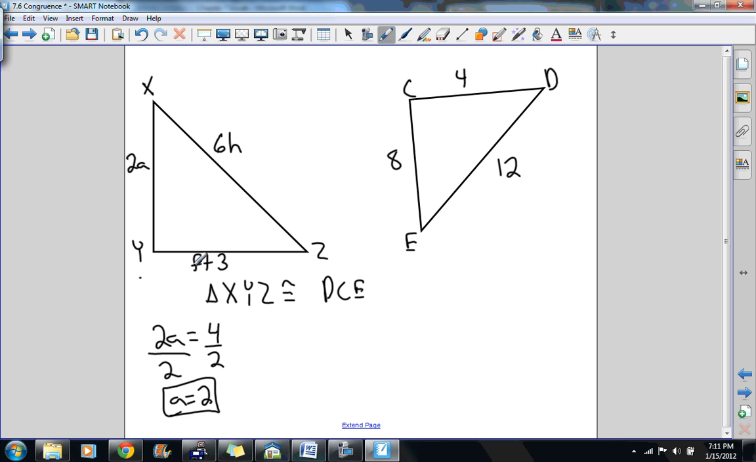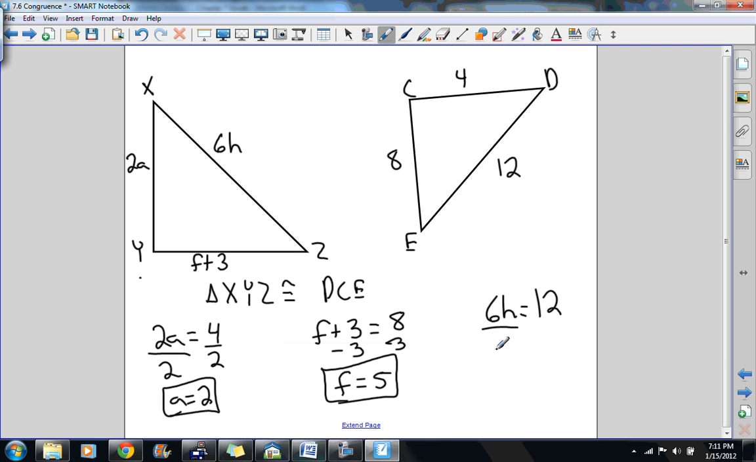Then I look here and I think F plus 3 is going to be equal to YZ, which is going to be CE, so 8. So then I subtract 3, and I get F is equal to 5. And last but not least, we have 6H is equal to 12. I divide by 6, and I divide by 6, so I get H is equal to 2.